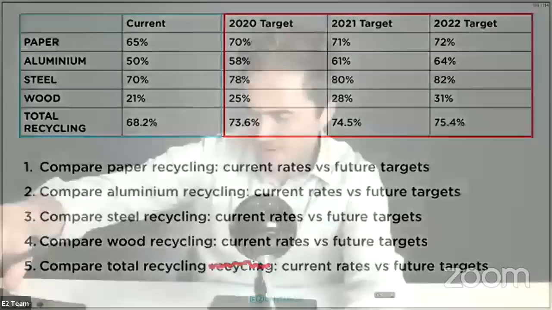Cool. Let me have a look at the chat, see how you guys are going there. All right, good, Sharif. Comparatively, the highest prediction is for aluminium and steel, which will be recycled increasingly by 14 and 12% respectively, unlike paper, which will moderately increase through the period by 5% only.